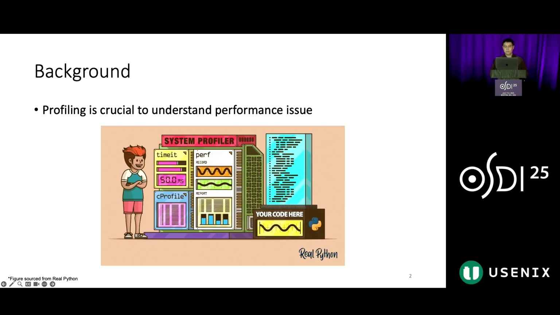First, to identify the performance issues in a system, we need to profile it. That's why we collect the data about how the system is running. So the profiling can focus on different aspects, such as CPU, GPU, memory, and so on.